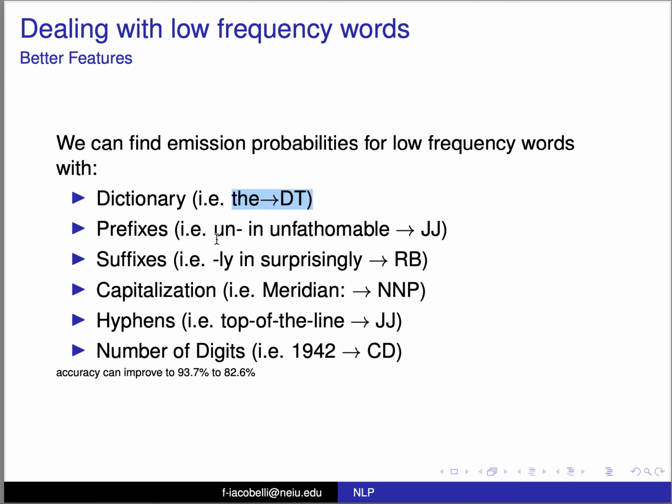You can look for prefixes. For example, if it starts with un or in, like unfathomable, invincible, it can be an adjective. If it ends in ly, like surprisingly, it can be an adverb. You can look at capitalization: if it starts with a capital letter, then it might be a noun. You can look at hyphens: if it has hyphens, it might be an adjective. If it has digits, it might be a cardinal number. You can improve the accuracy of tagging with these rules very much.